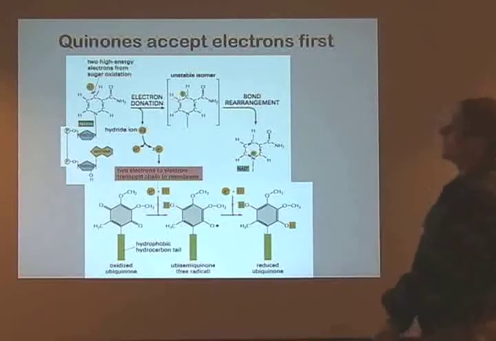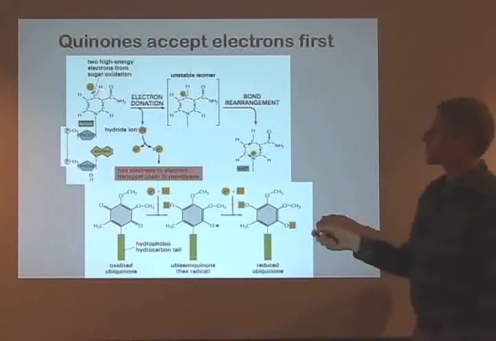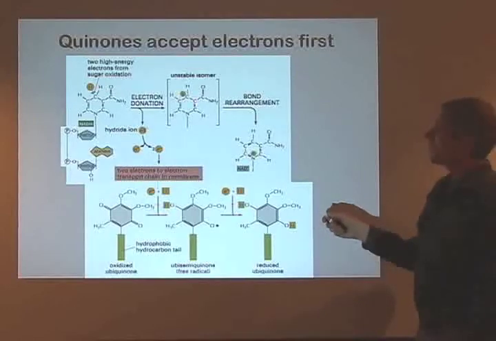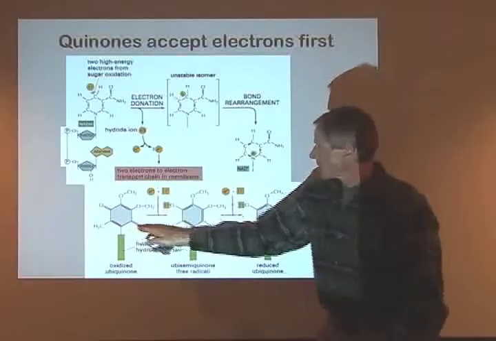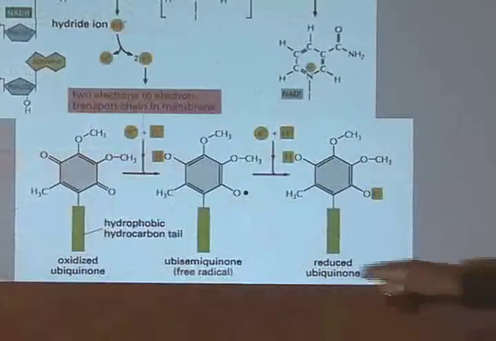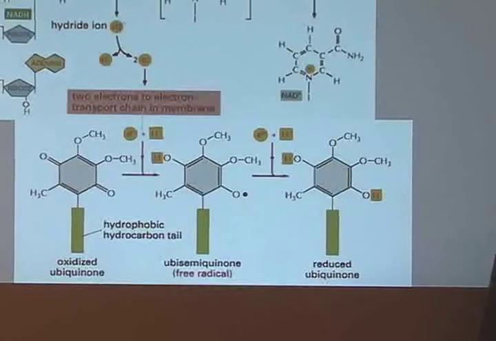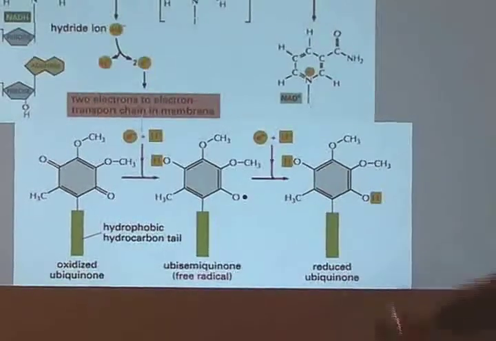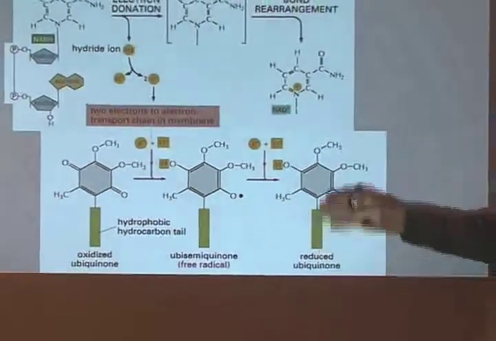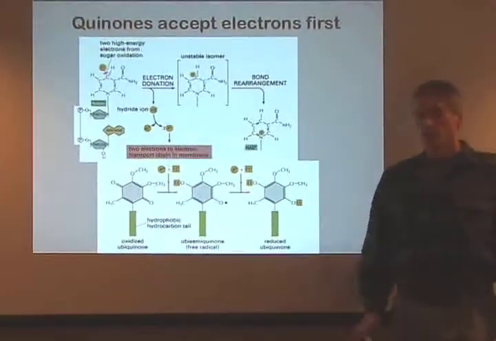So let's look at some of the intermediates. Quinones accept electrons first from NADH, and quinones take these double bonded oxygens and put hydrogens on those. Each molecule can take 4 high energy electrons. These quinones also flip, so when they release their protons, they transport the protons across the membrane.